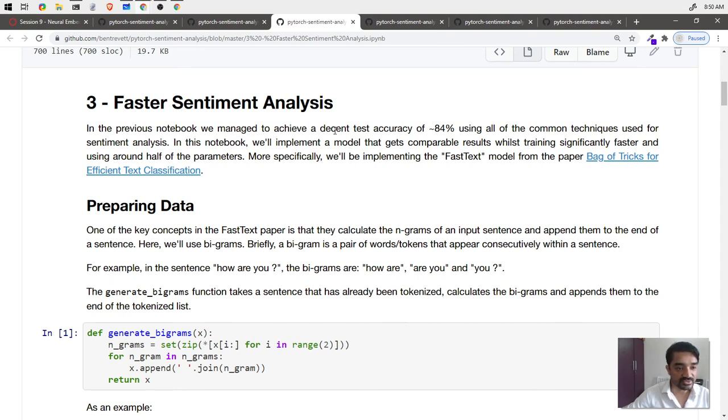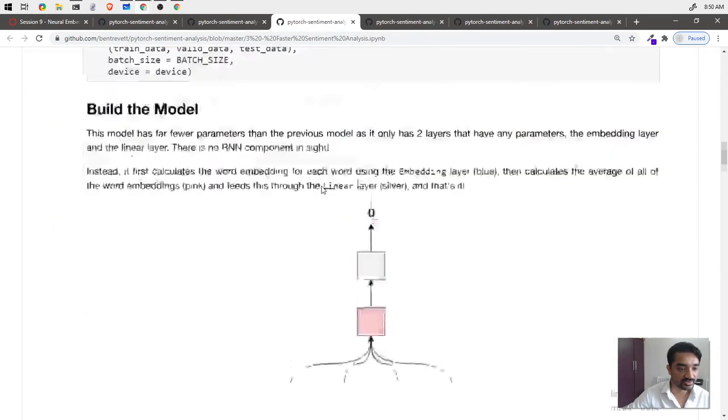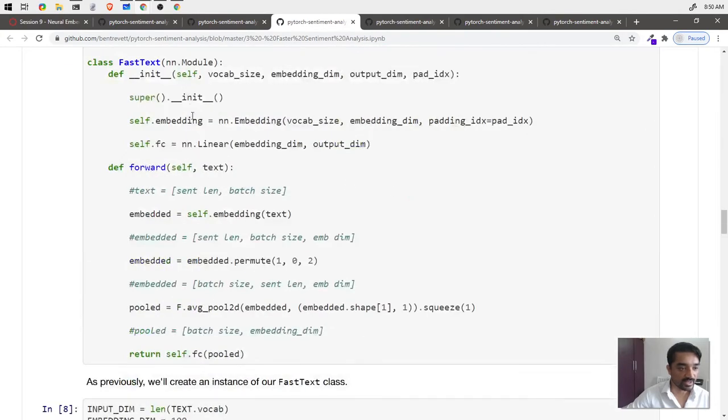In the previous notebook, we managed to achieve a decent accuracy of 84% using all the common techniques used for sentiment analysis. In this notebook, we'll implement a model that gets comparable results while training significantly faster and using around half the number of parameters. More specifically, we'll be training a FastText model. If you're interested in this particular paper, I request you to look at that model. There's a slight modification here, no modification here. This is where the modification comes in.